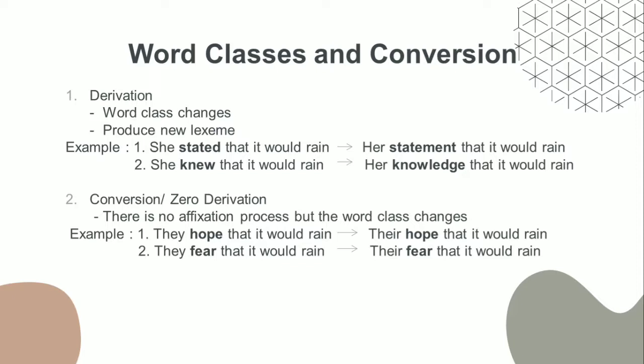The second, conversion or zero derivation. There is no affixation process but the word class changes. Example: 1. They hope that it would rain. 2. Their hope that it would rain. 1. They fear that it would rain. 2. Their fear that it would rain.